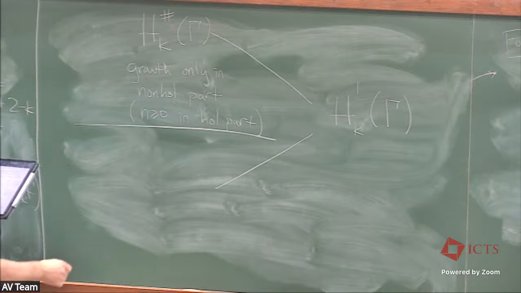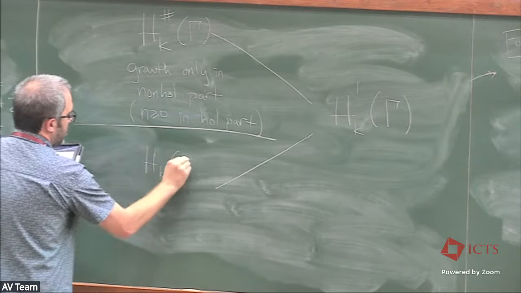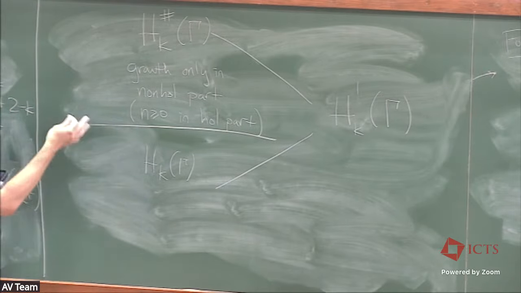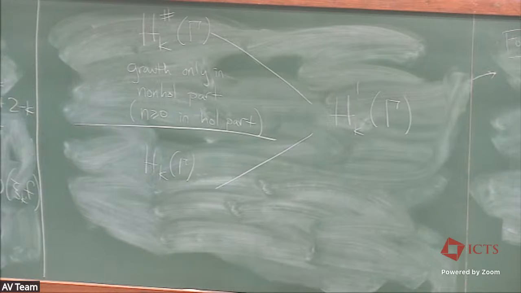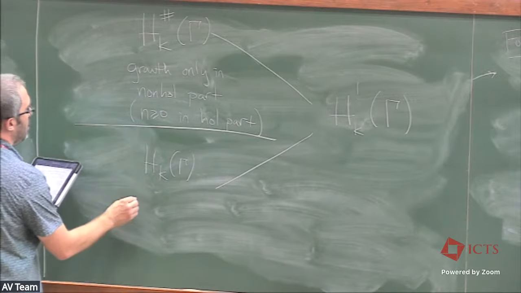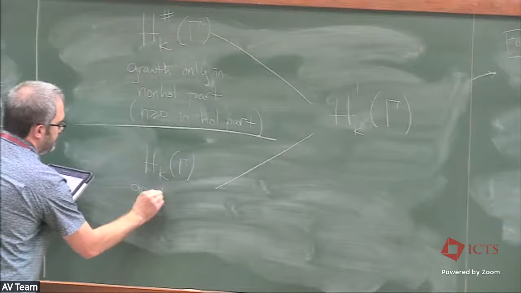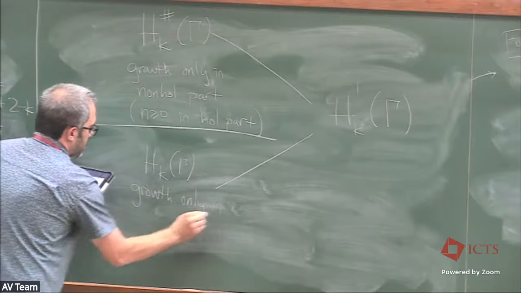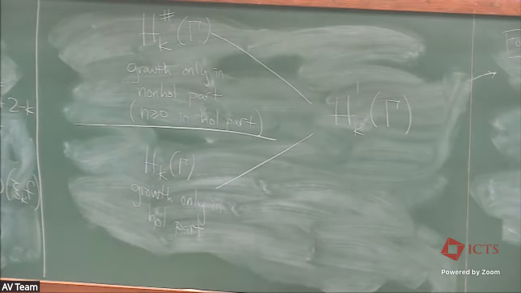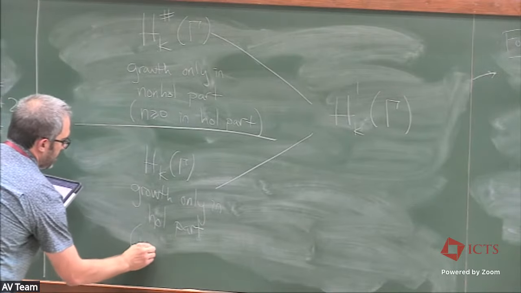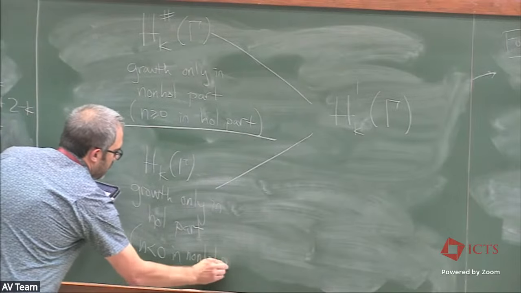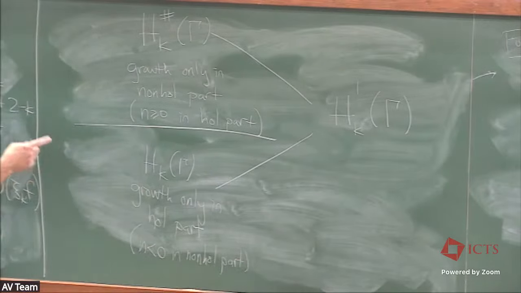And then we'll also define H_k of Gamma with no sharp, no exclamation point. These were the first ones studied, and so they get the special treatment of not having any decorations. This allows for growth only in the holomorphic part, or in other words, n has to be strictly negative in the non-holomorphic part. And there's not going to be any constant term.